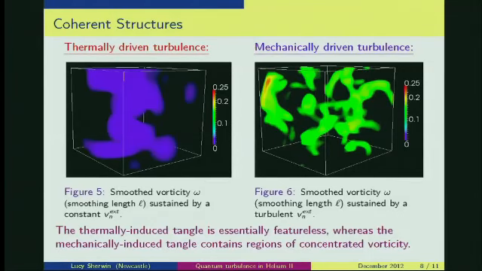So on the left, we've got the visualization of the smooth vorticity when we've set up thermally driven turbulence. And on the right, we've got the smooth vorticity when we set up mechanically driven turbulence. And so it's quite apparent that the thermally driven turbulence is essentially featureless, and this suggests to us a more randomized orientation of the vortices. Whereas for the mechanically driven turbulence, we can see these regions of concentrated vorticity, called vortical worms. And so this indicates to us more parallel vortices within this system.